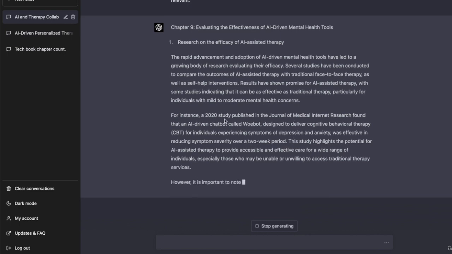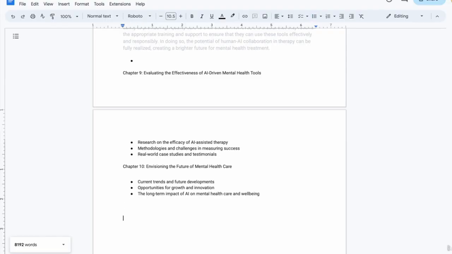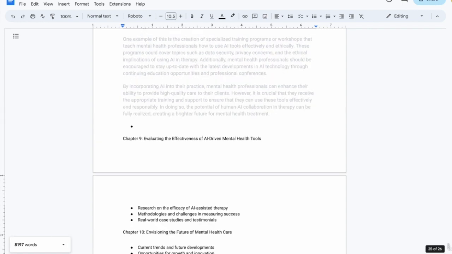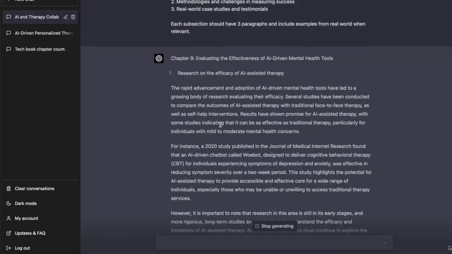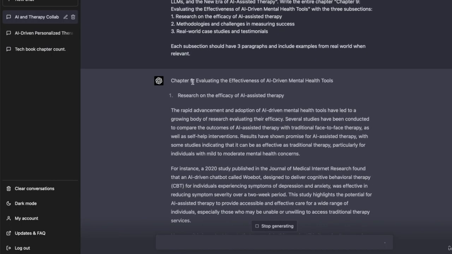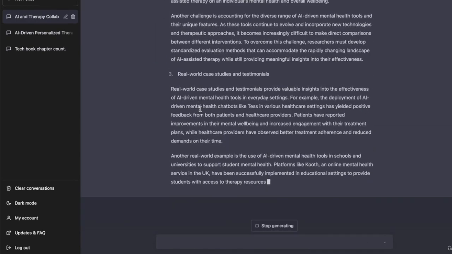I just want to make sure that the study is real that it's talking about. And I'm going to add chapter 11, which will be basically I'm going to pitch my company because that's what we're doing. We're applying AI to diagnose and treat mental health problems. And so we can just include a little self-promotion at the end of the book. Why not? Okay, so it wrote chapter 9 with the 3 subsections, but again, it looks like it's stuck.